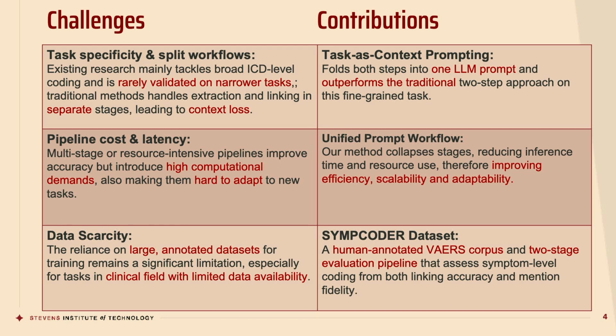Sometimes medical terms can be ambiguous between each other. For example, stomach pain. You don't know if that's caused by the stomach or your abdominal outer pain. So the second point is that this multi-stage traditional method requires high computational power, and sometimes it makes it hard to adapt to a new task.